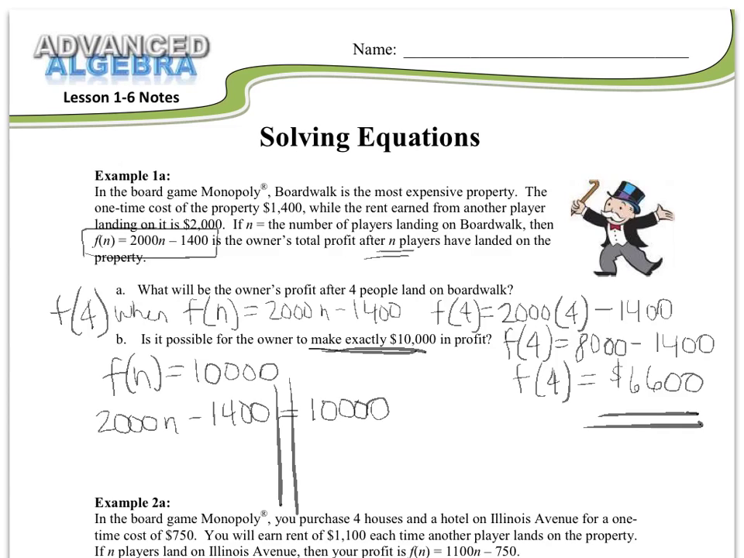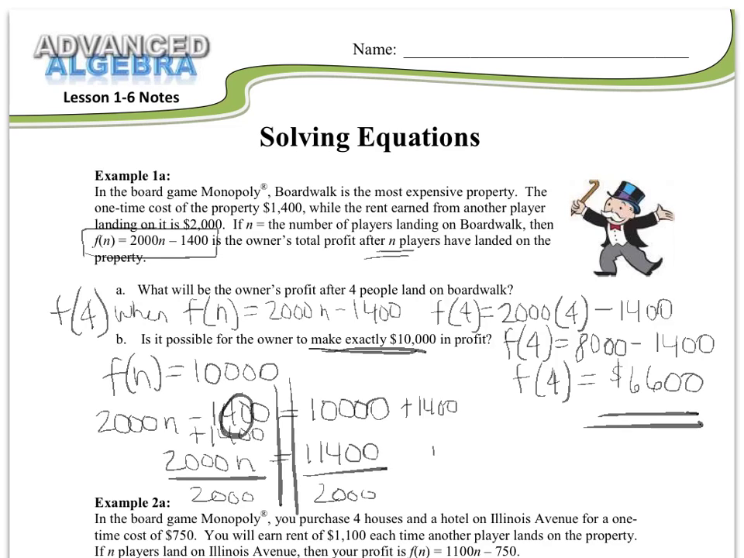Now we can solve for n. We can add 1,400 to both sides. Those go to 0 and we have 2,000 n equals 11,400. We can divide both sides by 2,000. And n equals 5.7. Well, n was the number of people, and you can't have 5.7 people, but that's how many the owner would need to land on Boardwalk in order for him to make exactly $10,000. And since you can't have 5.7 people, then it is not possible for the owner to make exactly $10,000 in profit.